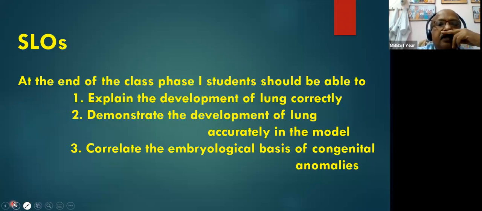SLOs: at the end of the class, you should be able to explain the development of lung correctly. Next, you should be able to demonstrate the development of lung accurately in the models. We have the model for development of lung and tracheobronchial tree. Next, you should be able to correlate the embryological basis of congenital anomalies of development of lung.